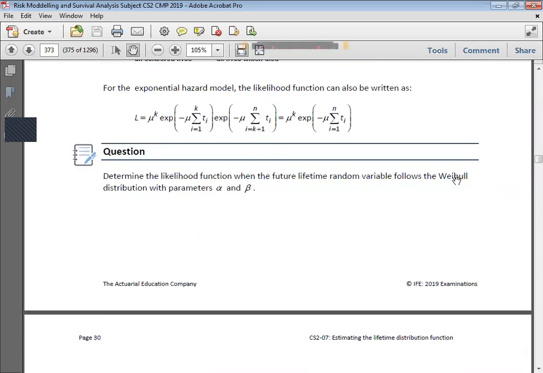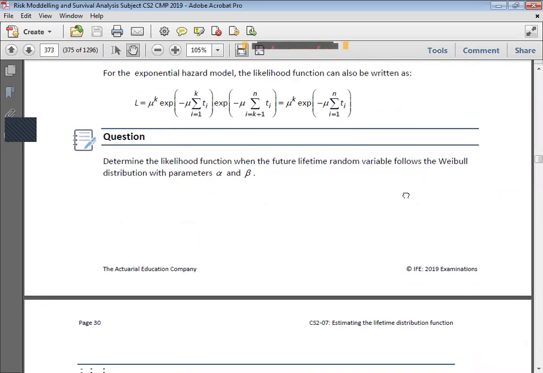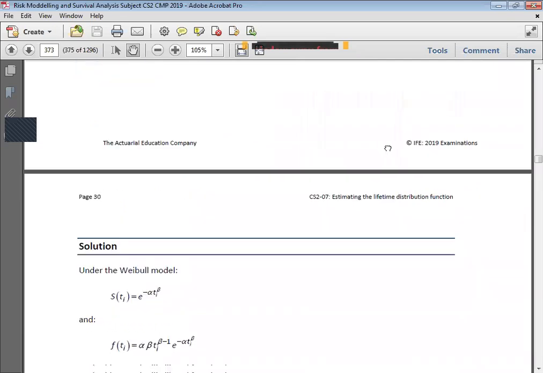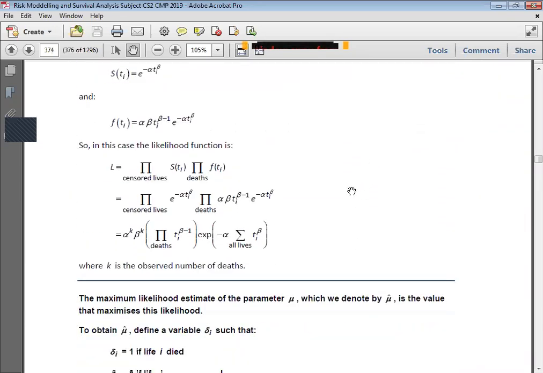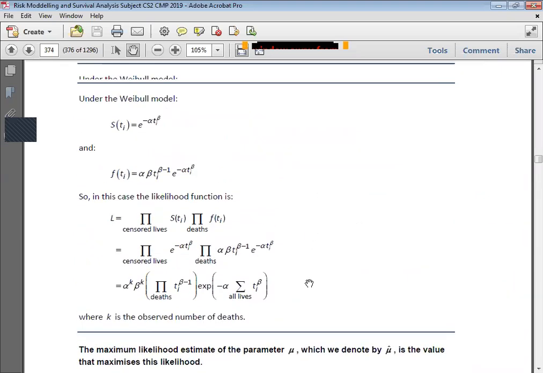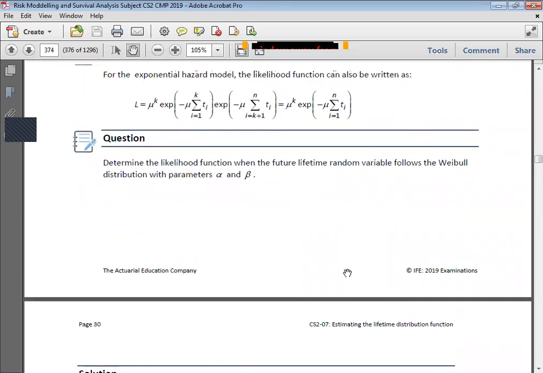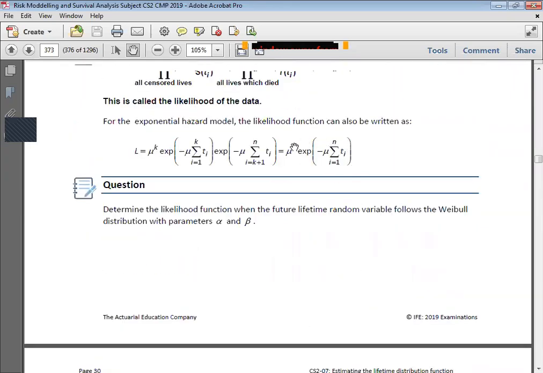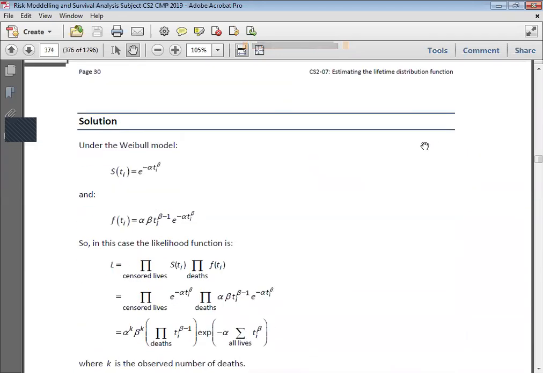And now again, I think this is just homework for you guys. You can do the same thing for the Weibull distribution and you will get some other likelihood function here. Okay, so now this likelihood function is good in its nature, but maybe we can do something else to make it a bit more generalized.